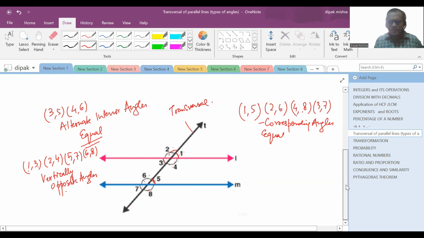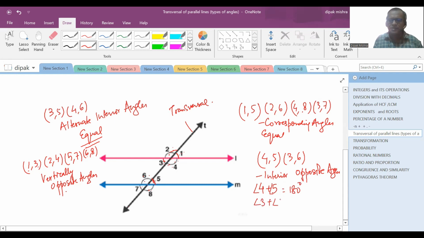And the fourth is the interior opposite angles. So which are the interior opposite angles? 4, 5, and 3, 6. They are known as interior opposite angles. The sum of interior opposite angles is always 180 degrees. So we can say angle 4 plus angle 5 is equal to 180 degrees, and angle 3 plus angle 6 is also always 180 degrees. So these are the four main kinds of angles which are formed when a transversal cuts two parallel lines.